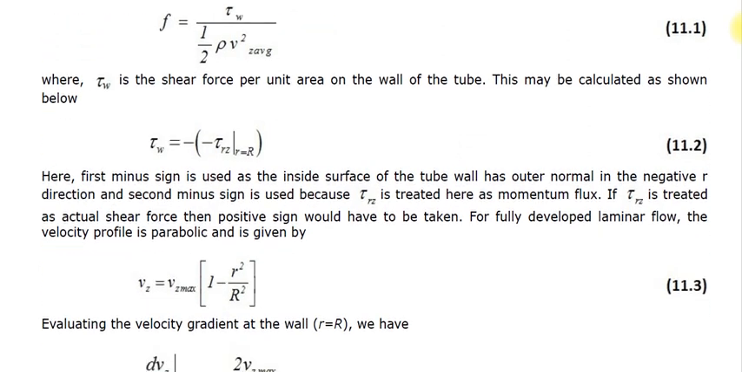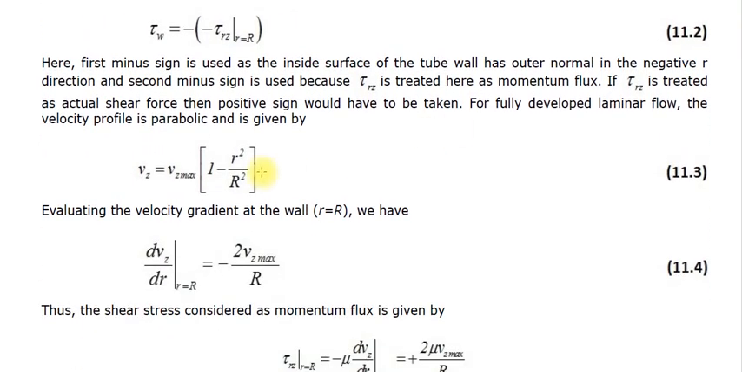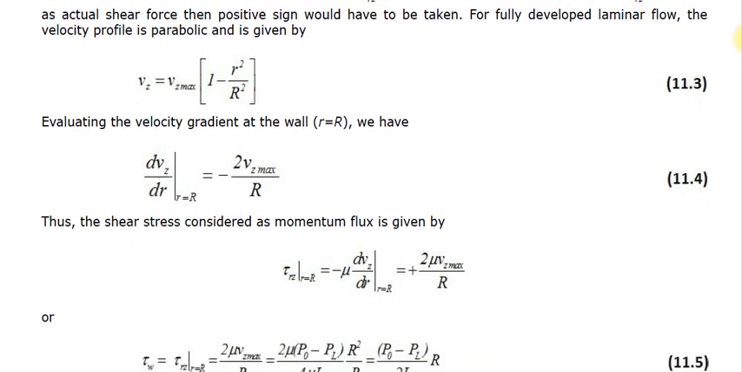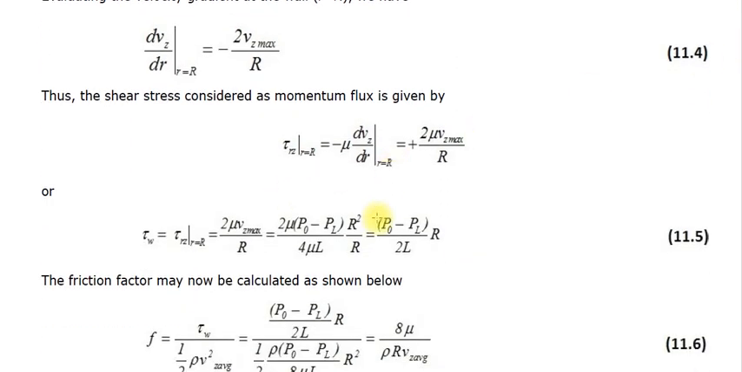For tubes, if the flow is laminar, then Vz equal to Vz max times (1 minus r square by capital R square), where Vz max is the maximum velocity which occurs at the center of the pipe. This equation we developed during the derivation of the Hagen-Poiseuille equation, which represents the flow rate in circular tubes. When you substitute all the values, you will get tau w equal to (P naught minus PL) by 2L times R.